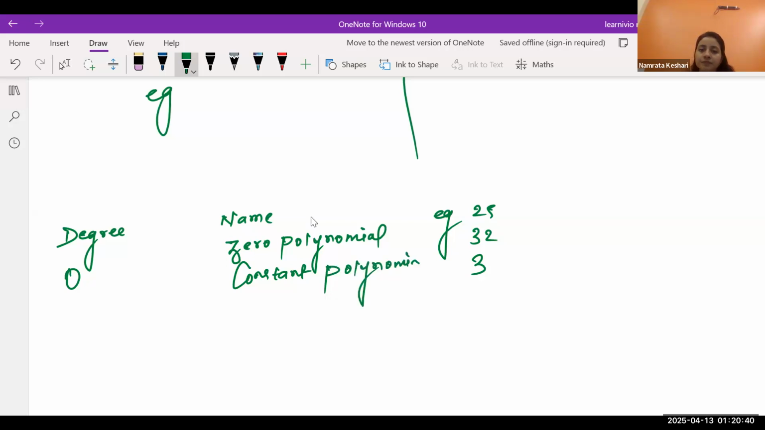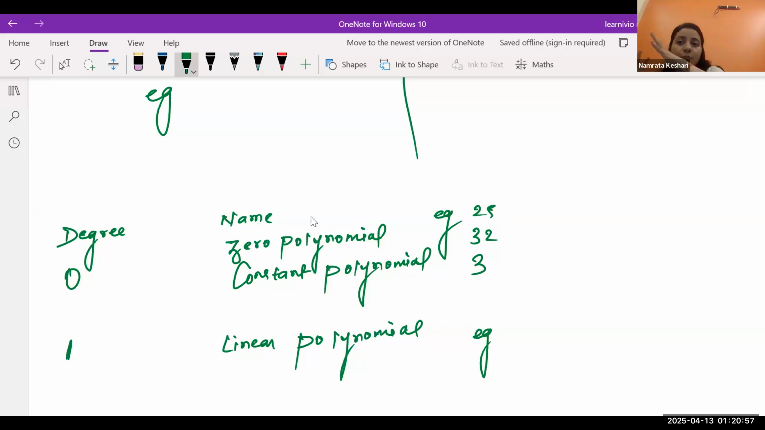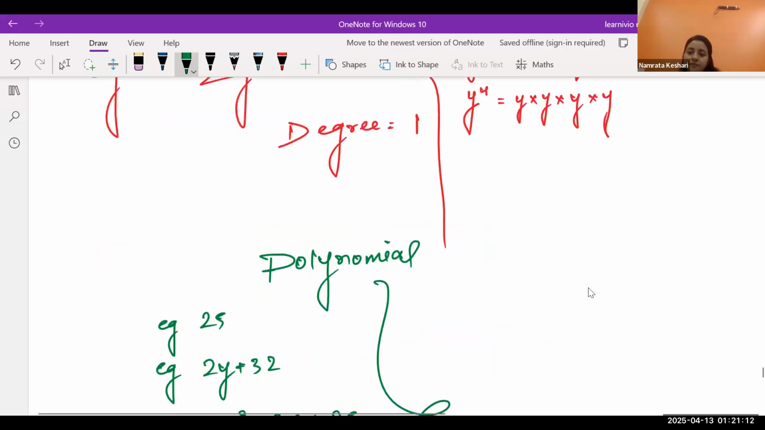Yes, ma'am. When the degree of the polynomial is 1, the name is linear polynomial. I must add an example over here, even though you have understood the basics. The example can be 2x plus 5. Here we can clearly see the degree is 1, and it is an example of a linear polynomial, right? Yes, ma'am.